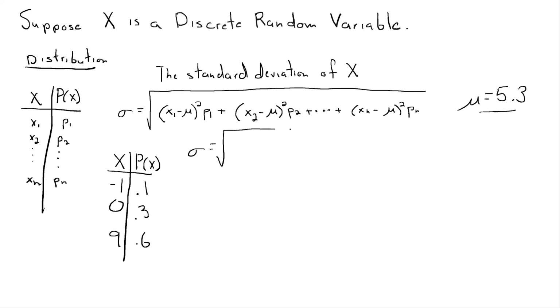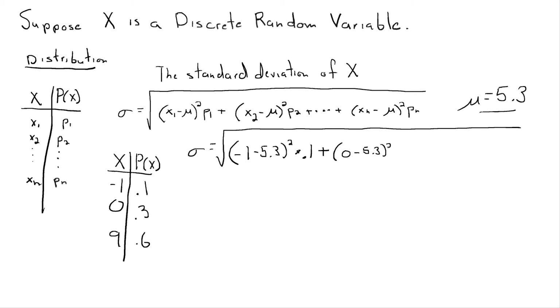So to write it down, we'll start out by just putting down the square root so we don't forget it. Then on the inside, what we're going to do is we're going to have to do the -1 minus the mean, which is 5.3. We'll square that result. Then we'll multiply times our first probability, which is 0.1. Then we'll add on our next x value, where we subtract off from it the mean, which is 5.3. We square that, and we multiply times our next probability, which is the 0.3. And then finally, since we only have 3 possible values, we'll take 9, we'll subtract off 5.3, we'll square that amount, and then multiply that times 0.6.